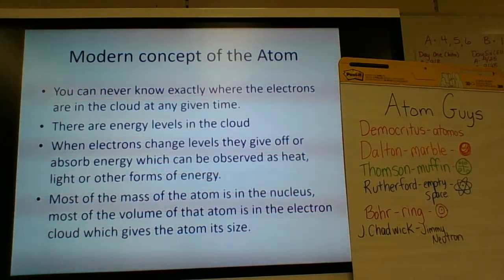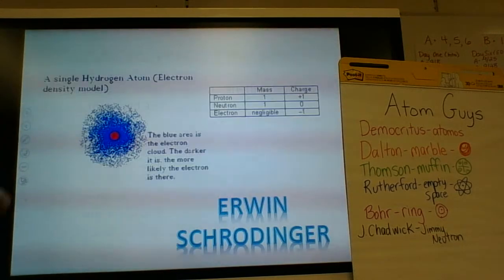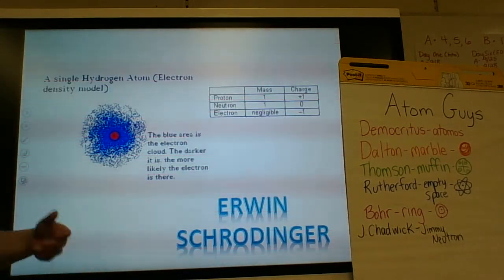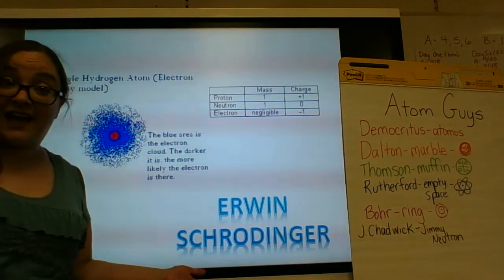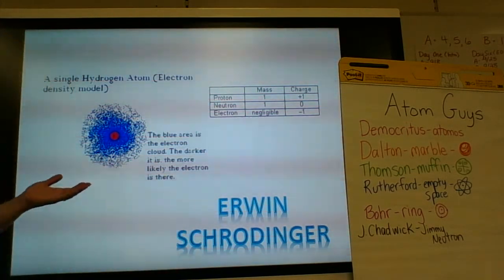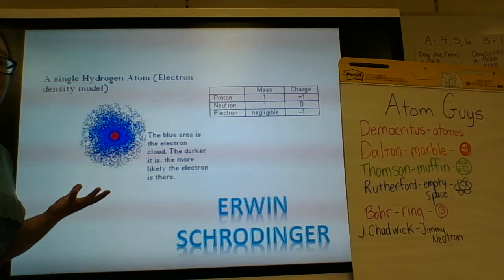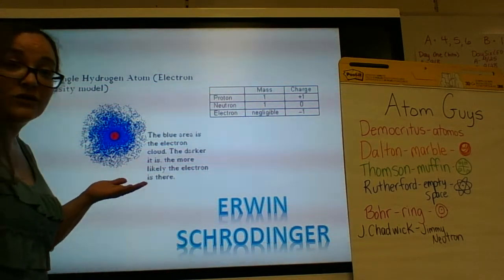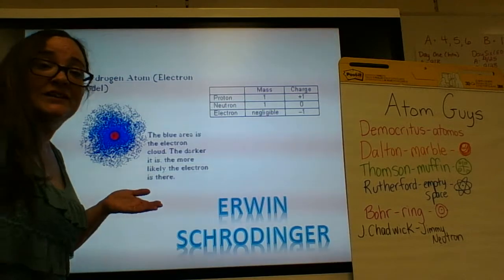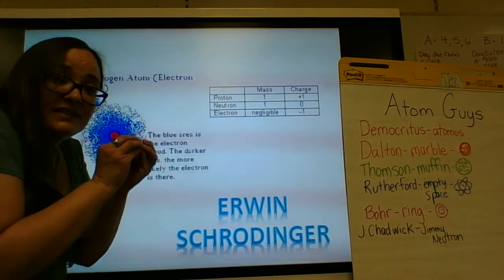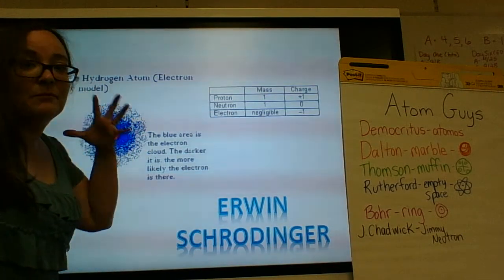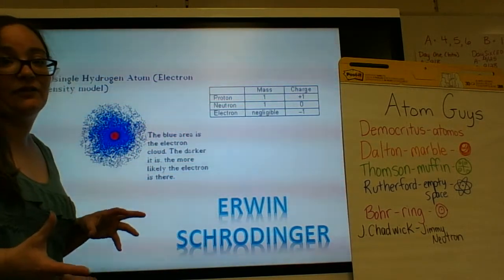Most of the mass of the atom is in the nucleus. Most of the volume is in the cloud, which gives the atom its size. Now, a guy named Erwin Schrödinger is credited with giving us our modern model. So that's the guy we're going to stick with. You can see the modern model is trying to make it more accurate, more like a real live atom. Because a real live atom isn't a solid sphere. A real live atom is a dense center and then major empty space with electrons flying around.